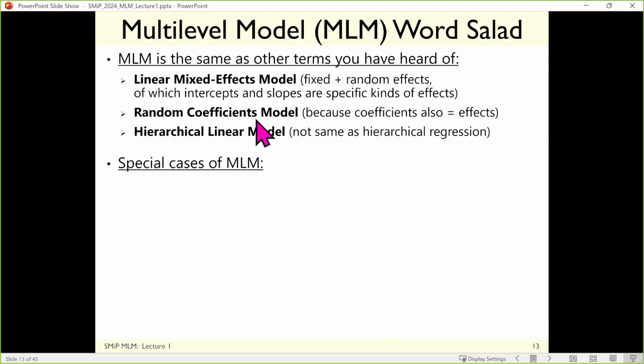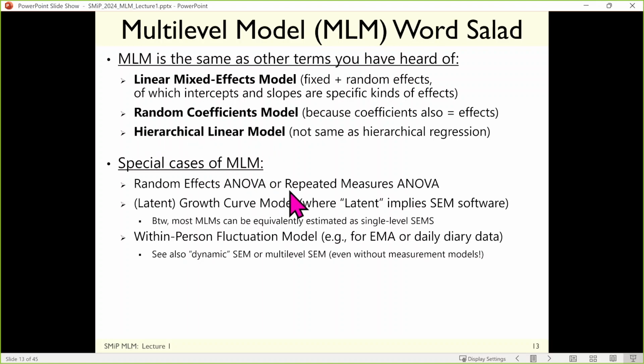Random coefficients, I've also heard this called because effects and coefficients are synonyms. Hierarchical linear models, so several of you use that term. Is this what you meant by hierarchical or something else? That's what you meant? I see one nod. Because I know hierarchical models could mean many things. But if you say HLM, that usually means this.